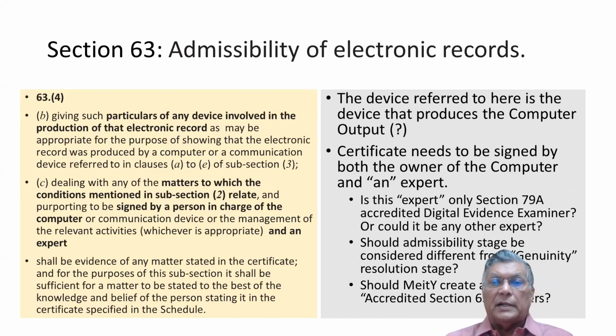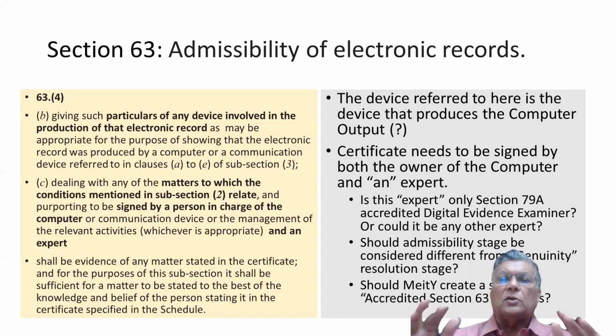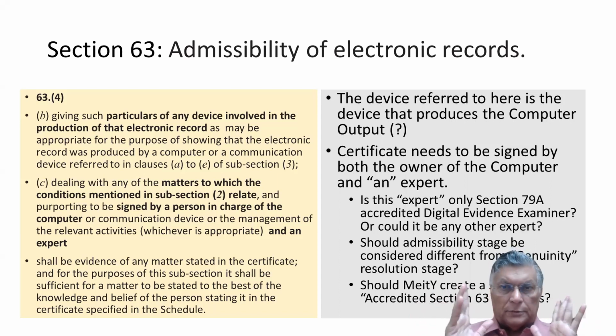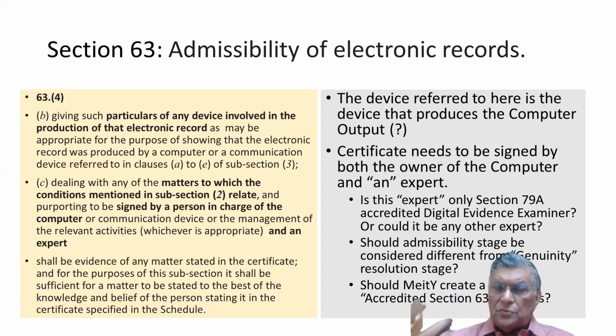Okay. Now that is about the contents, and the device referred to here. If we say that entire section 63 is about computer output, we are talking of the device which is producing the computer output. So the next question is, the certificate needs to be signed by the person who owns that device which is used for computer output, and an expert. Now, the person who is actually producing the computer output himself may be an expert. See, it is not necessary that in every case of admittance of an electronic device, you have to get a section 79A accredited person.